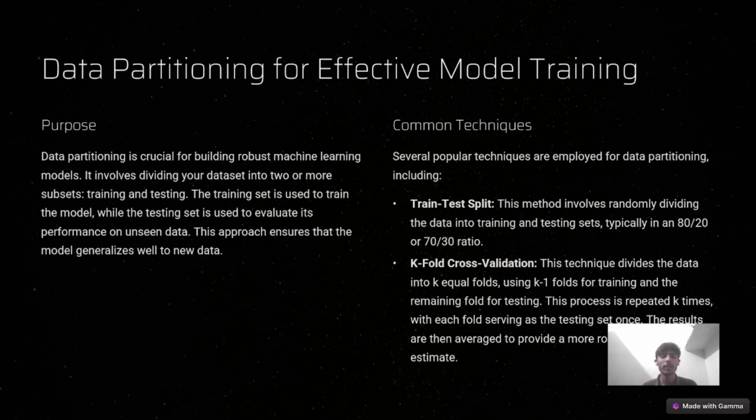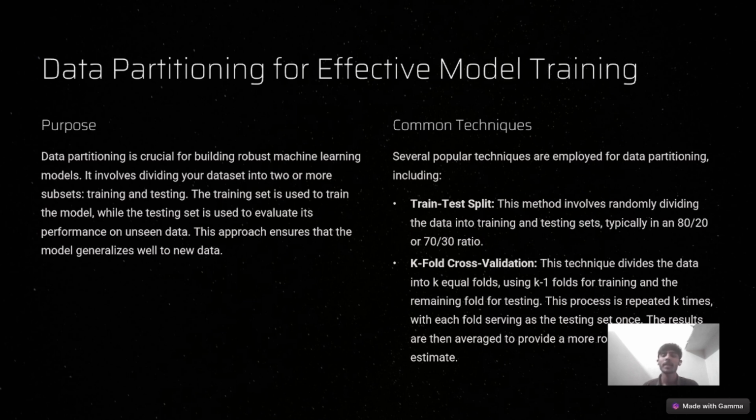It involves dividing your dataset into two or more subsets, training and testing. The training set is used to train the model, while the testing set is used to evaluate its performance on unseen data. This approach ensures that the model generalizes well to new data.